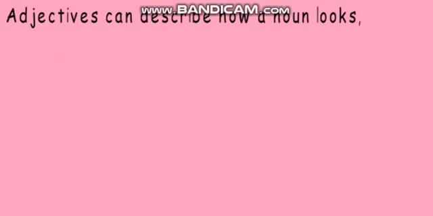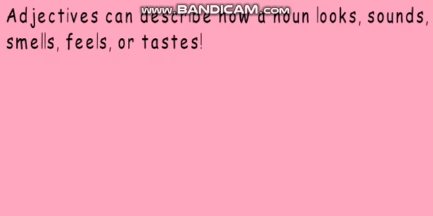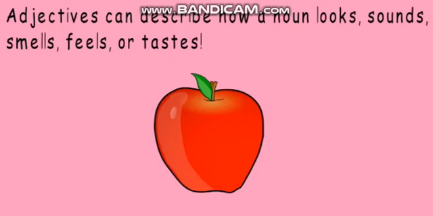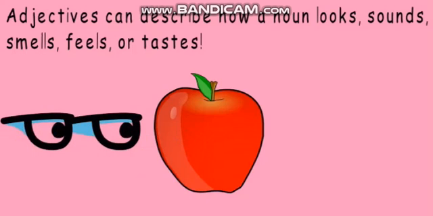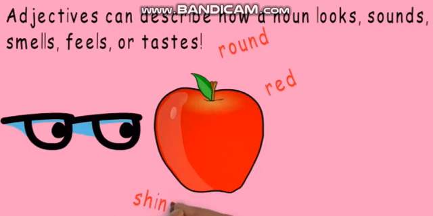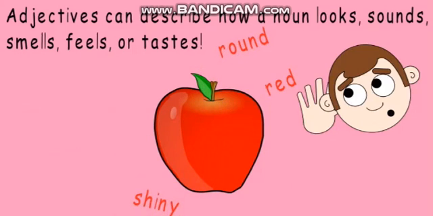Adjectives can describe how a noun looks, sounds, smells, feels, or tastes, so get ready to use your imaginative senses. This apple is a noun. What could some adjectives be to describe this apple? How does the apple look? Well, it looks red, round, and shiny. How does the apple sound?